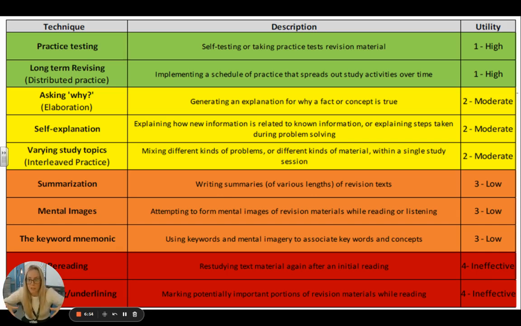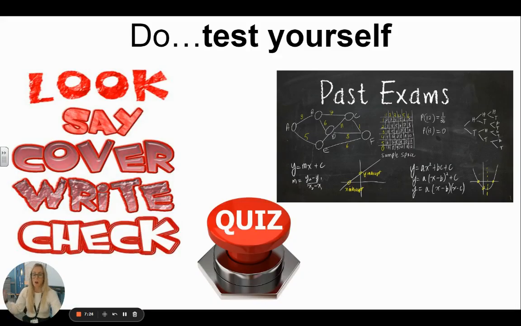And then we've got all the way down to the bottom, which is just reading, rereading, restudying text material again and again and again, and just reading and not doing anything with that information, which we'll talk about later, has quite a small impact. As well as just going through your book and underlining. Unless you're taking in that information and doing something with the words or the text that you're underlining, it's not an effective revision strategy.